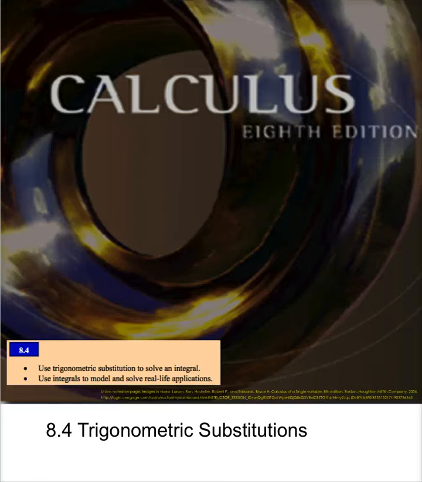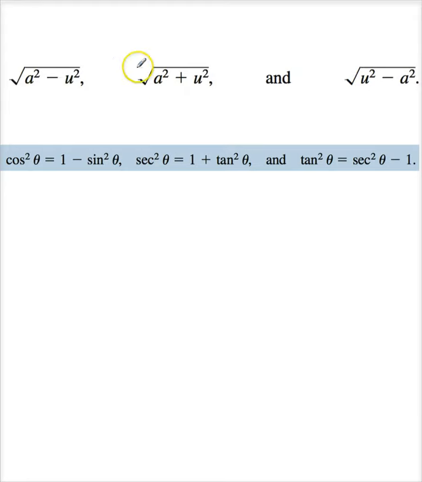Trigonometric substitutions can be quite useful in solving integrals. Suppose I have something in the form a squared minus u squared. Then I know that cosine squared is 1 minus sine squared is a true statement. So if I can get it in this form, I can make the substitution that cosine of theta is equal to the square root of a squared minus u squared.